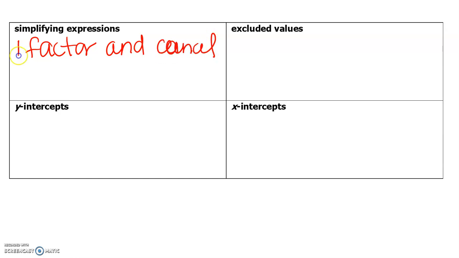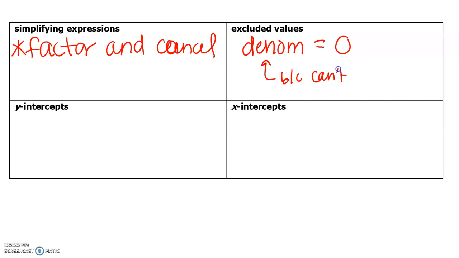And of course, we're never going to cancel across plus or minus signs. We're only going to cancel factors out. An excluded value: we know in math that we cannot divide by 0. So an excluded value is whenever the denominator is equal to 0. And the reason again why is because we can't divide by 0.